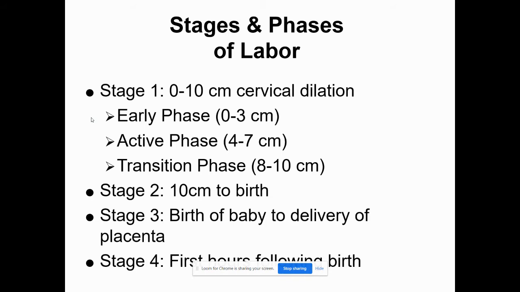Then we have stage 2. That is from the point when the cervix is fully dilated to 10 centimeters up to the birth. And this part is usually a couple of hours as well. Stage 3 is when the birth of the baby happens in between that point and the delivery of the placenta. And this can take anywhere from 5 minutes to up to an hour. Stage 4 are the first hours following birth.